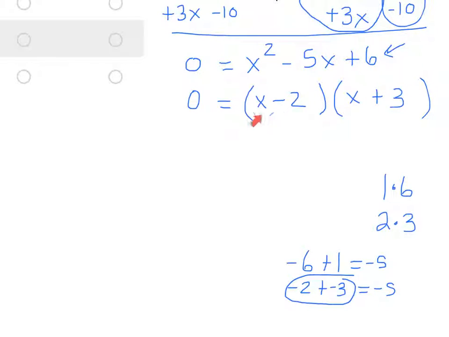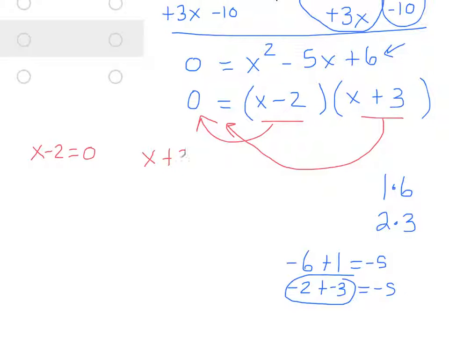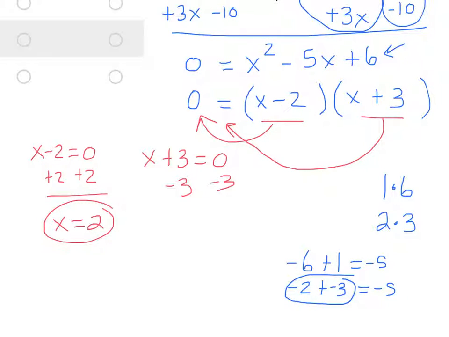Now in order for me to solve this from here, I got to take x minus 2 and set it equal to 0 and solve. And I have to take the second factor and set it equal to 0 and solve. So I have x minus 2 equals 0. And x plus 3 equals 0. And when I solve them, I'll add 2 to both sides. And so x equals 2. I'll also subtract 3 from both sides. So x equals negative 3.